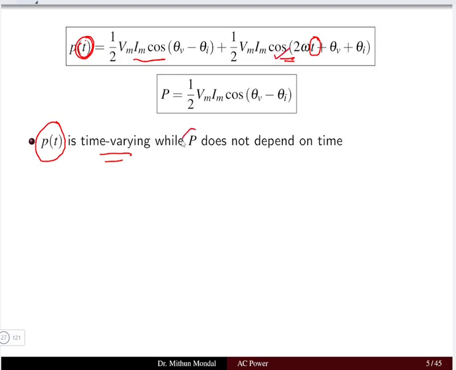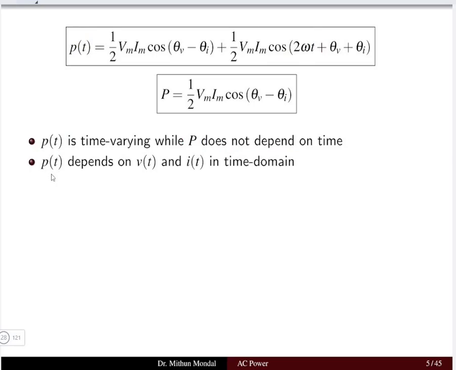Whereas the average power does not depend on time. That is a very important point. So measuring the average power is very useful and helpful. The instantaneous power depends upon the instantaneous amount of voltage and current in the time domain, so you have to calculate the instantaneous power only in the time domain.